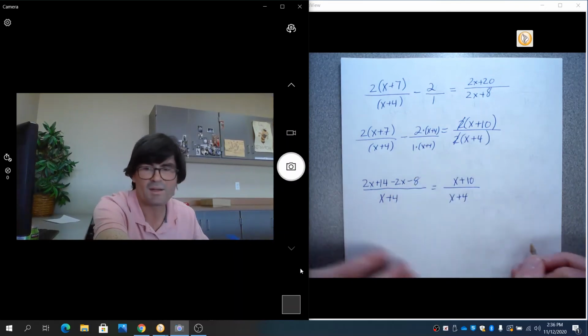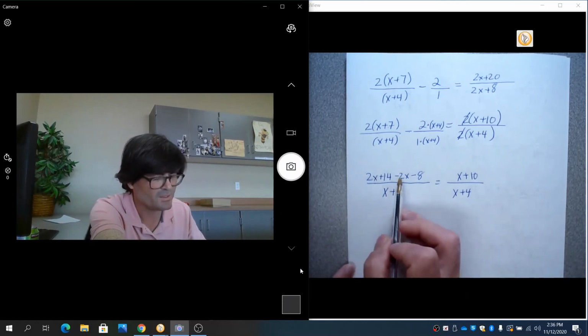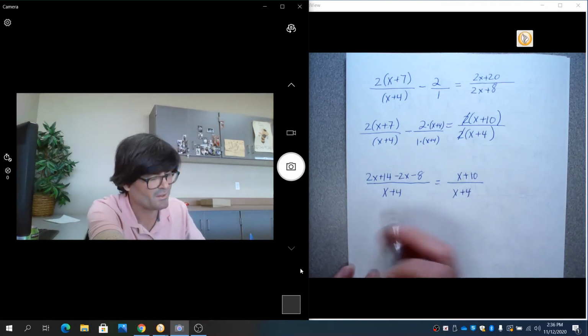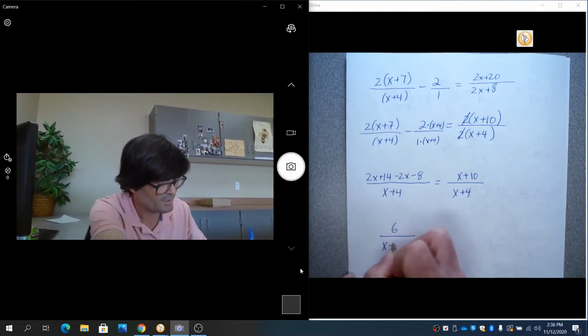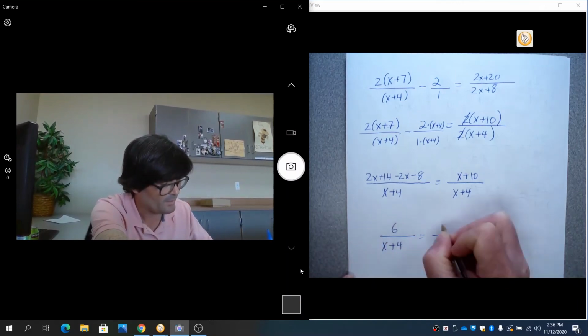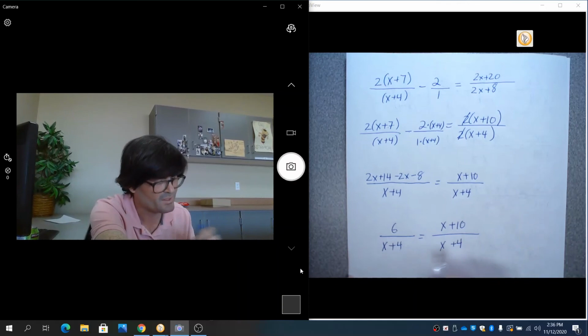Uh-oh. We've got an issue on our hands potentially. 2x and minus 2x go away. Okay, I'm watching that. We do have an x over here, so that's going to save us in this particular case. 14 minus 8 makes 6 over x plus 4. And then we get x plus 10 over x plus 4. Since the bottoms are the same, the tops have to be the same. And you can see we're going to have a similar situation to what we just saw. x is equal to negative 4.